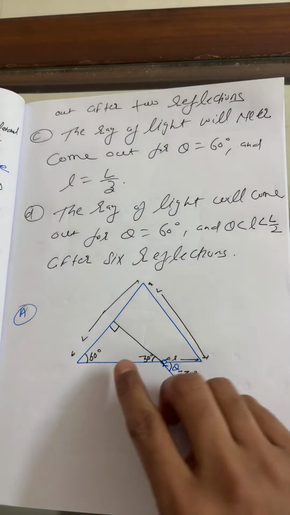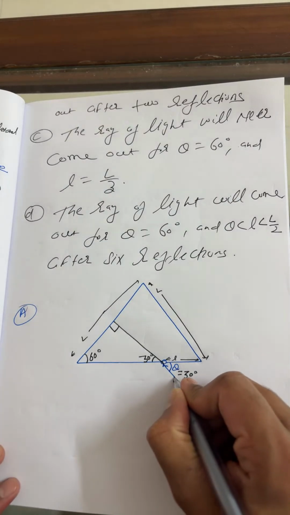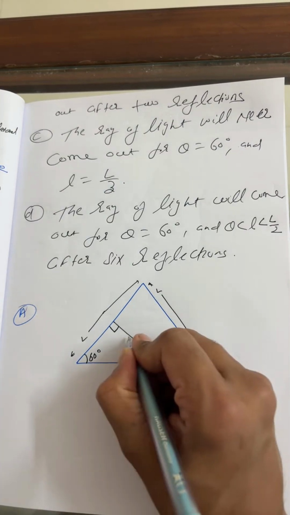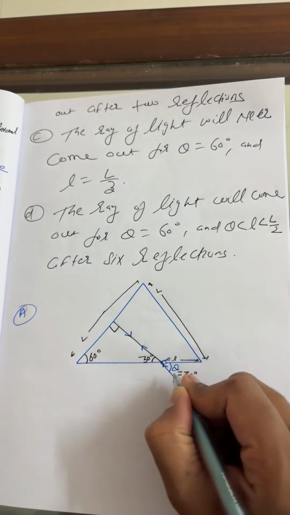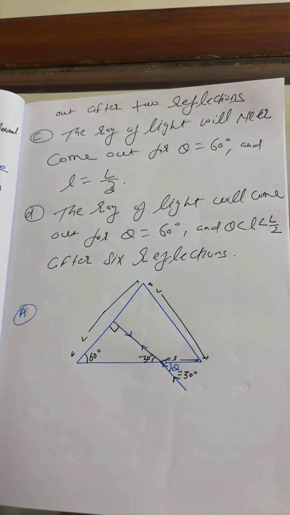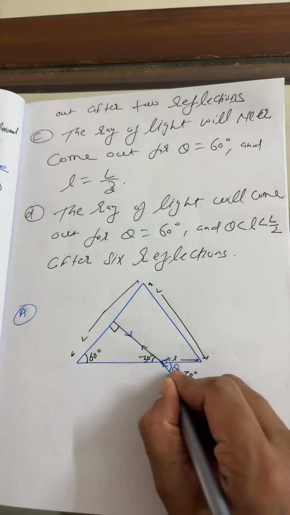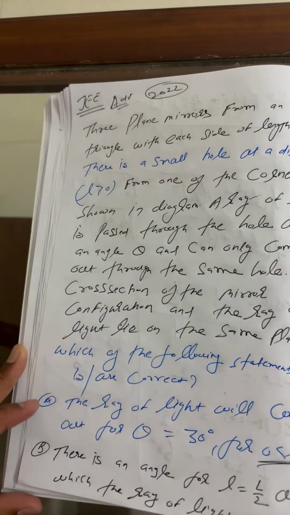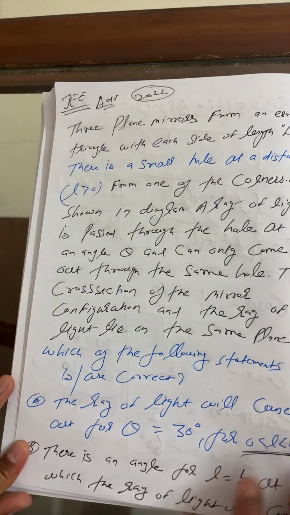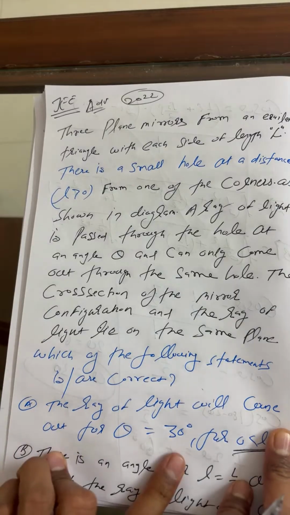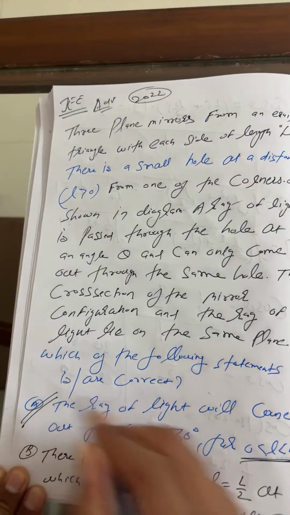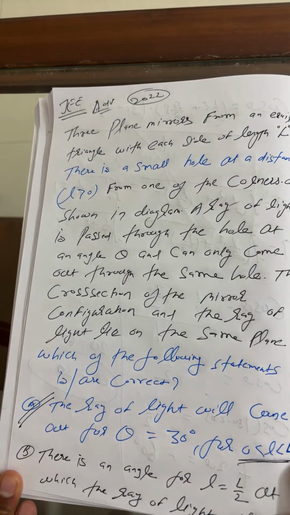Now beta, this ray will go inside, right? Now the ray retraces back. This is what you can say the principle of reversibility. The ray is reflected back. So you can see, my dear, option A is correct. The ray of light will come out for theta equal to 30 degrees. Correct, beta, option 1 is correct.